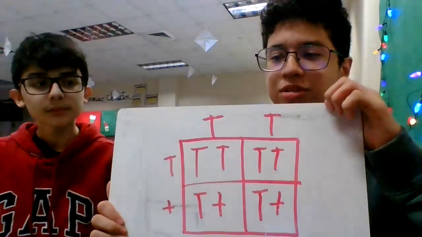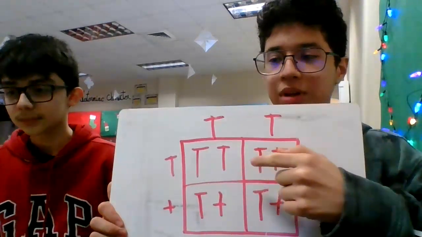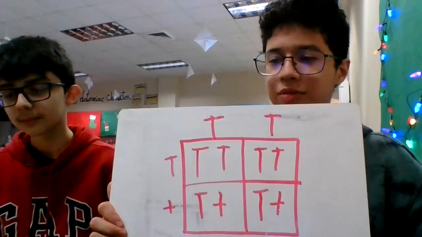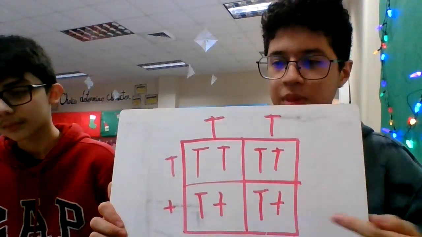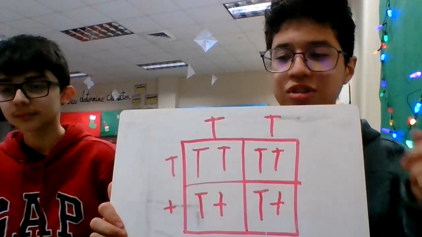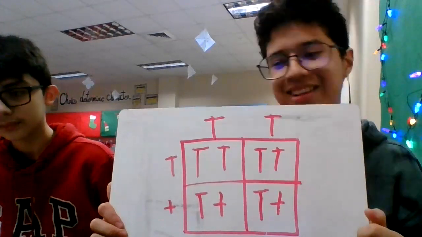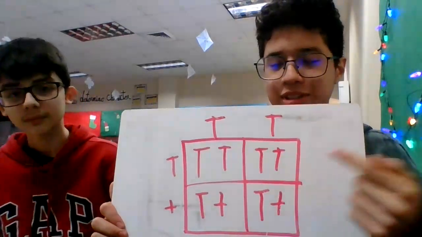The genotypic ratio is 50% homozygous dominant, which are the ones on top, and 50% heterozygous, which are at the bottom. The phenotype ratio, however, is 100% tall, because having just one tall allele will make a person a tall person. Also, each square is 25% of the offspring.